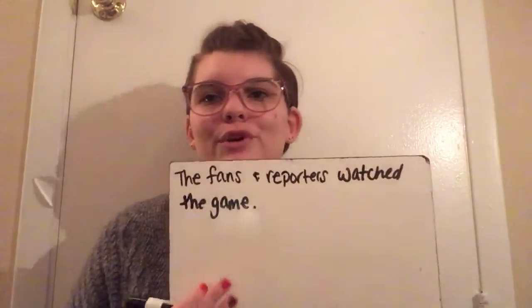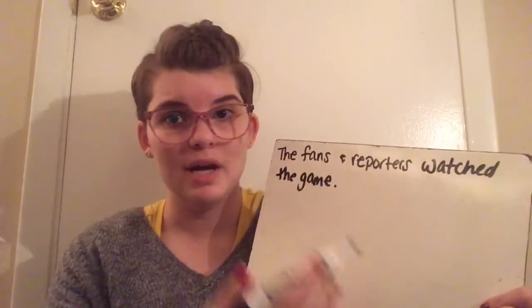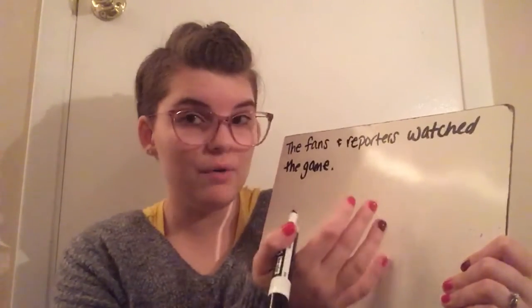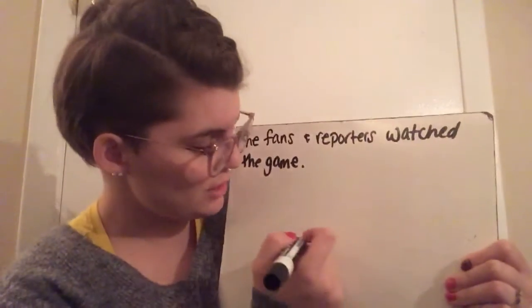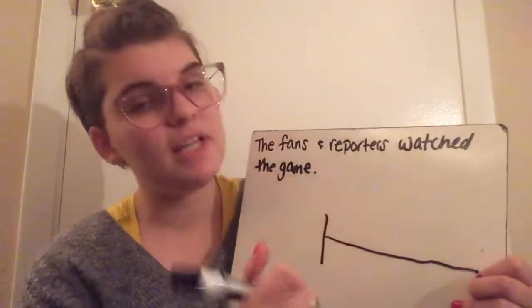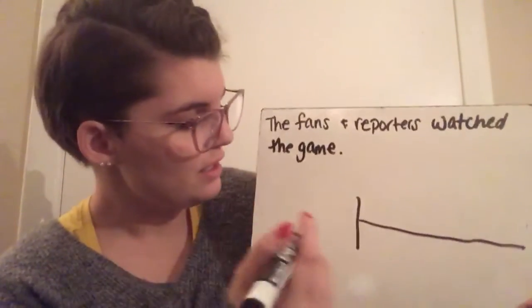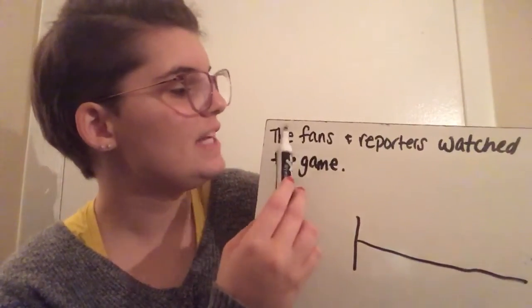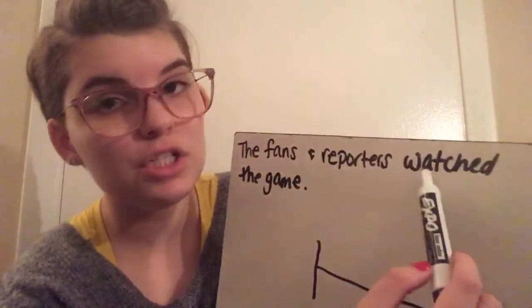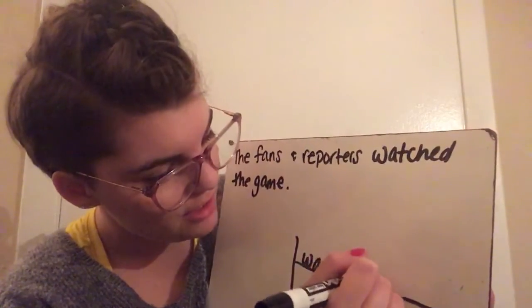Okay? So the first one we have up is the fans and reporters watched the game. Okay? So we have our subjects, we have our verbs, so on and so forth in general. So I know that I have compound subjects here, so I'm not going to start my line for the subjects yet. I'm going to start this here. So I still need my line separating my subject and my verb. I'm sorry that it goes down so much. But I know, let's read this again. The fans and reporters watched. So watched is our first verb. We can go ahead and write that down. So watched is our verb.